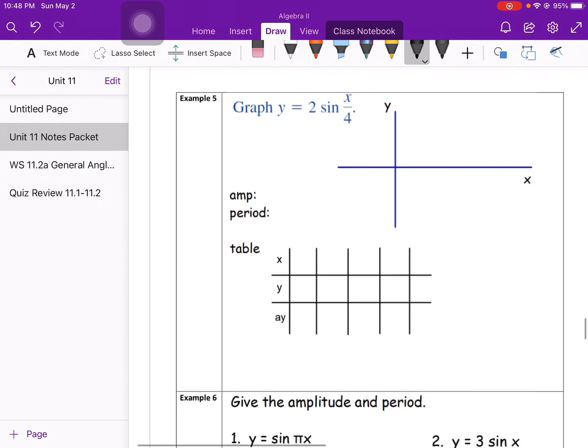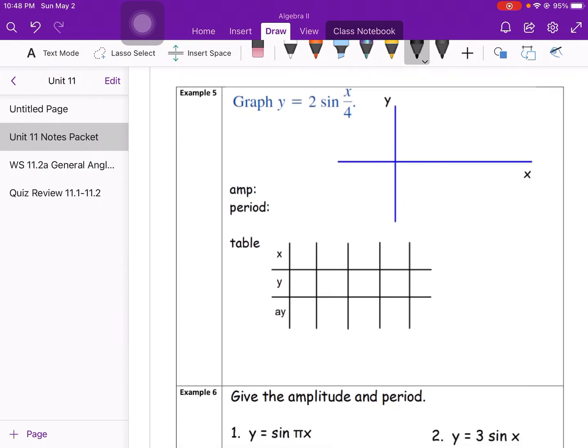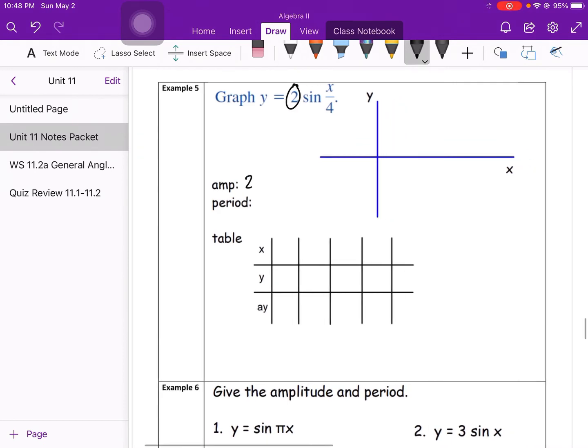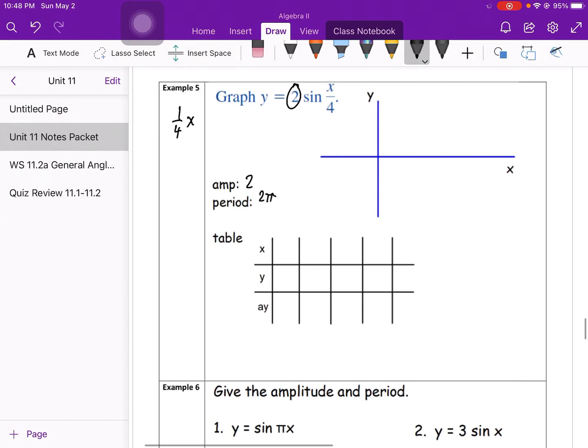Okay, so this one, there's a little bit more going on here. Graph of y equals 2 sine of x divided by 4. So the amplitude this time is different. It's going to be 2 because we have a 2 here, meaning we're going a little bit higher than we were before. And then the period this time, so x divided by 4 is the same thing as 1/4 x. So this time it's going to be 2 pi divided by 1/4, which is the same as 2 pi times 4, which would be 8 pi. So this is, again, a much larger period than it was before.